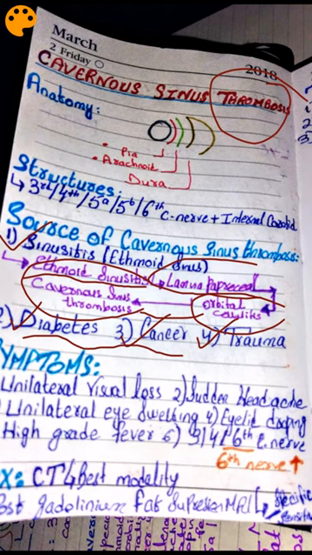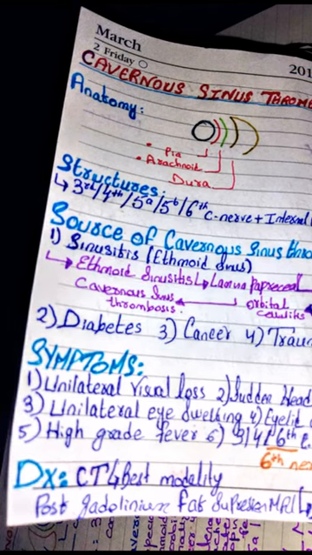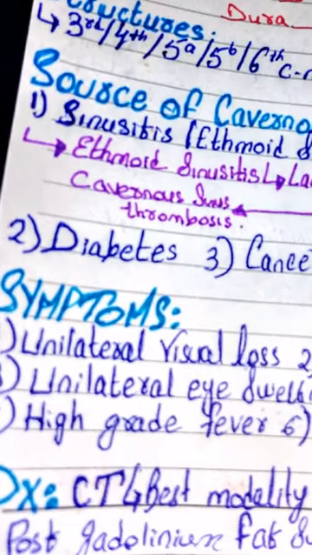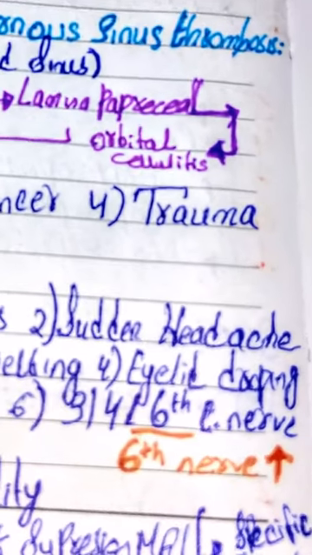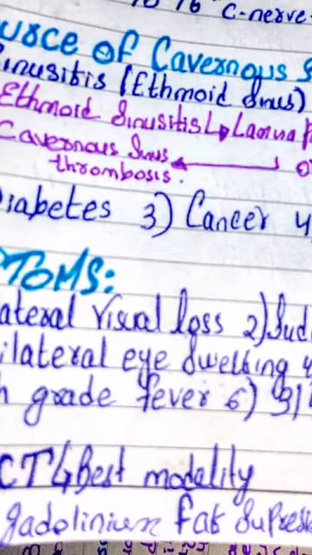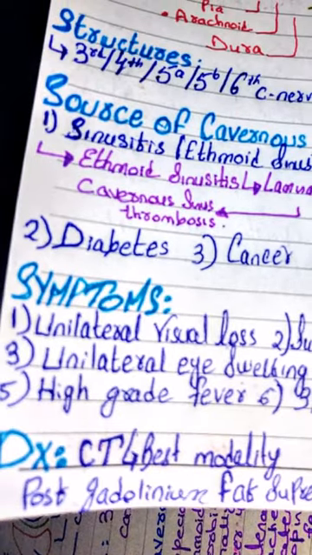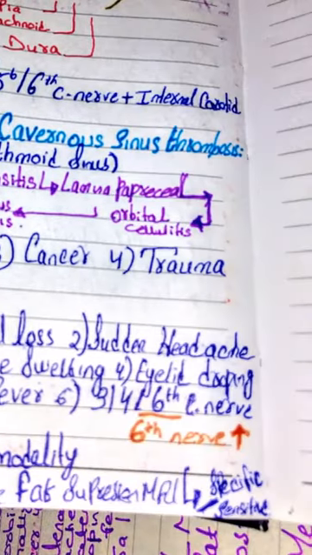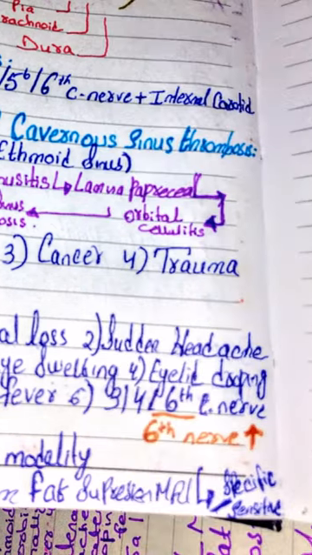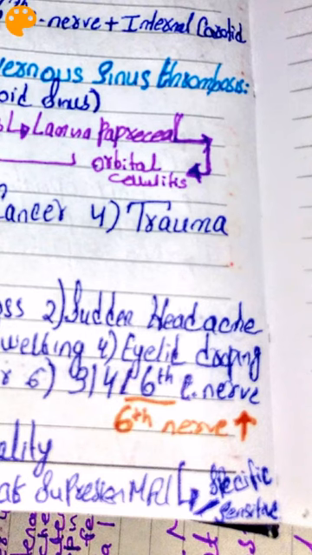Now let's discuss the symptoms of cavernous sinus thrombosis. The patient presents with unilateral visual loss and sudden and severe headache. Always consider sudden and severe headache as cavernous sinus thrombosis or subarachnoid hemorrhage. The patient also presents with unilateral eye swelling, eyelid drooping, and high grade fever, as cavernous sinus thrombosis is a life-threatening condition. There is also third, fourth, and sixth nerve palsy, and usually the sixth cranial nerve is involved more than any other cranial nerve.